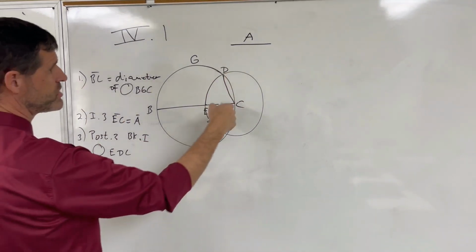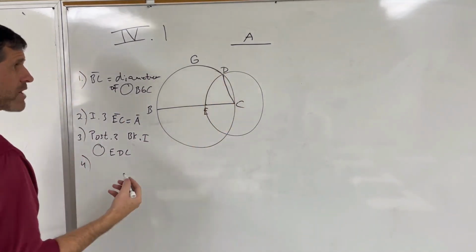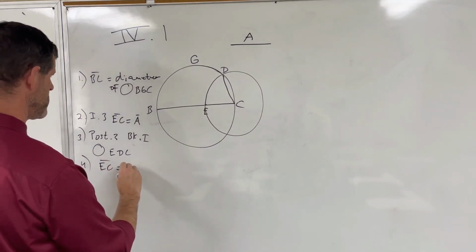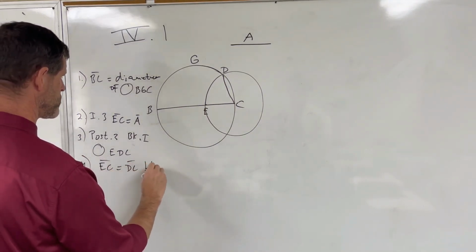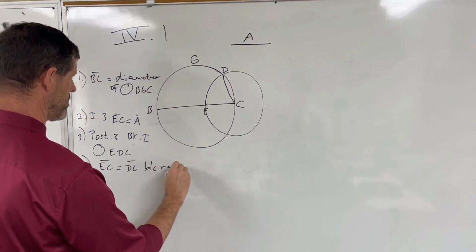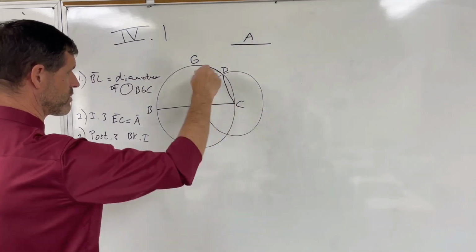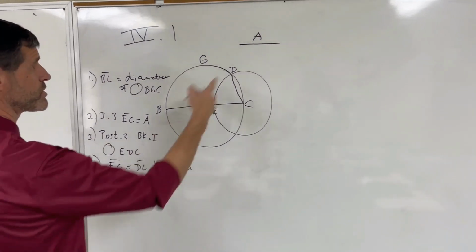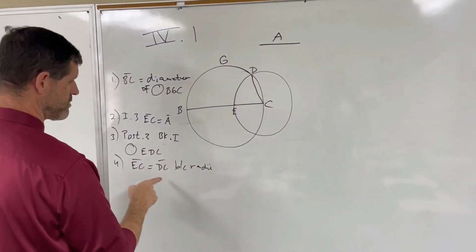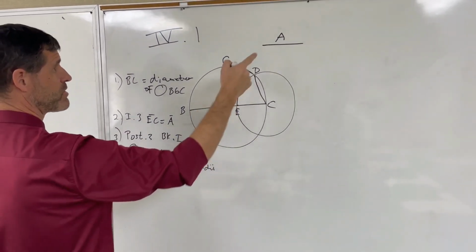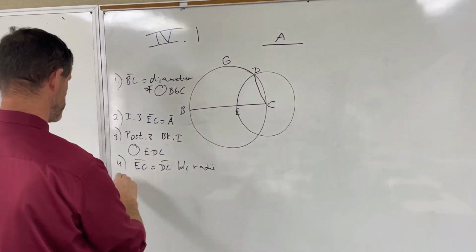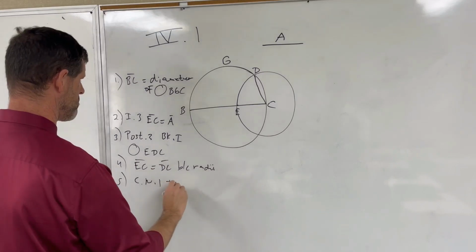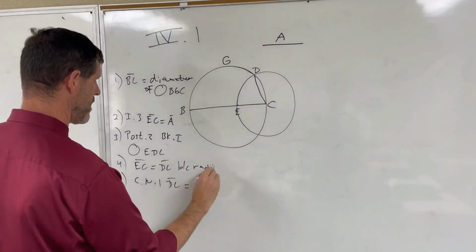Now we know that EC and DC are radii, so that means they're equal. So EC equals DC because they are radii of the circle EDC. But EC was made equal to line A, and therefore DC by common notion number 1 must be equal to line A. So common notion number 1, DC equals line A.